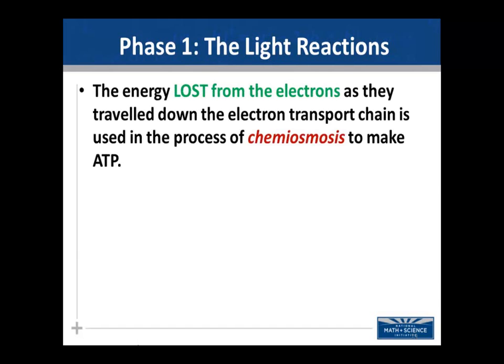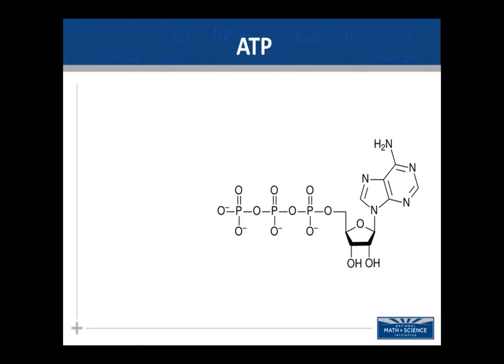We talked about the fact that those electrons are losing energy as they move down the electron transport chain. Okay, and the energy that those electrons lose, so to speak, is used through the process of chemiosmosis to make ATP. So what's all this fuss about ATP? What is this molecule? Okay. Well, here it is.